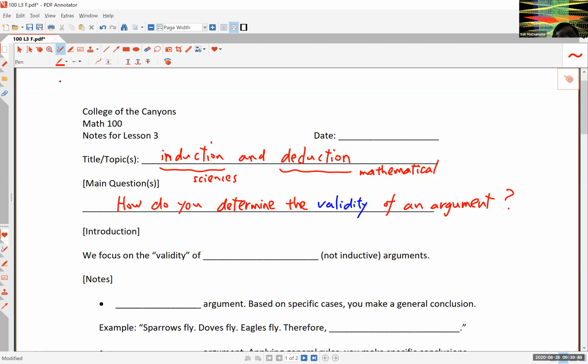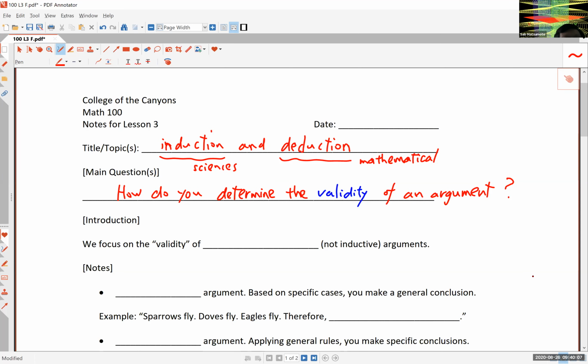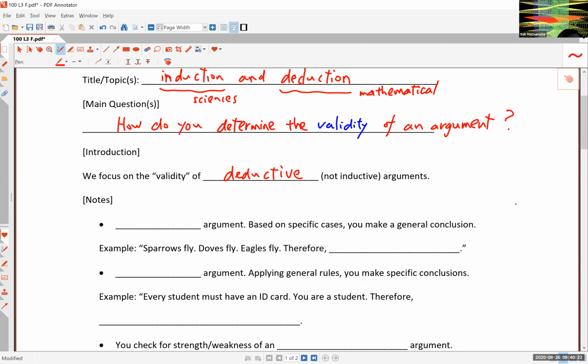And it's been studied ever since the times of Plato and Aristotle and other Greek philosophers. So this goes way back, and you may have studied this perhaps as a part of your English class, or maybe even a speech or communications class, as well as in your philosophy class, such as formal logic. All right, so our focus here, again, is the validity of a deductive argument.